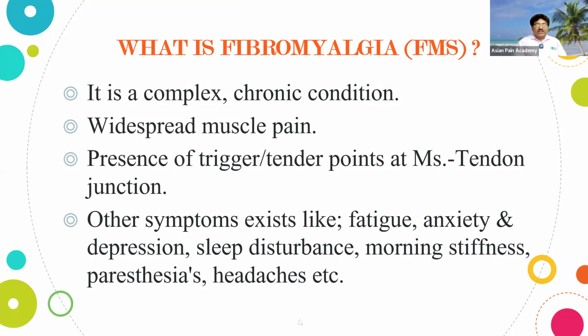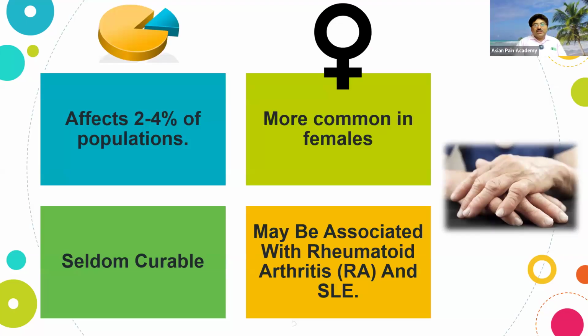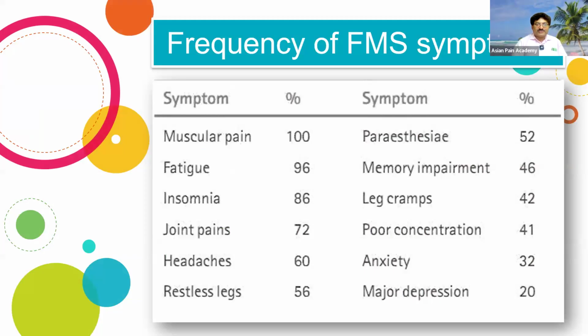It's a complex and chronic condition with widespread muscle pain, with the presence of trigger or tender points within the muscle-tendon junction, and other symptoms like fatigue, anxiety, depression, sleep disturbance, and morning stiffness. Sometimes there could be paresthesias and headache as well. So it's a complex syndrome of symptoms. It usually affects 2 to 4% of the population and is more common in females. This condition is seldom curable, and sometimes can be associated with other disorders like rheumatoid arthritis or systemic lupus erythematosus as well.